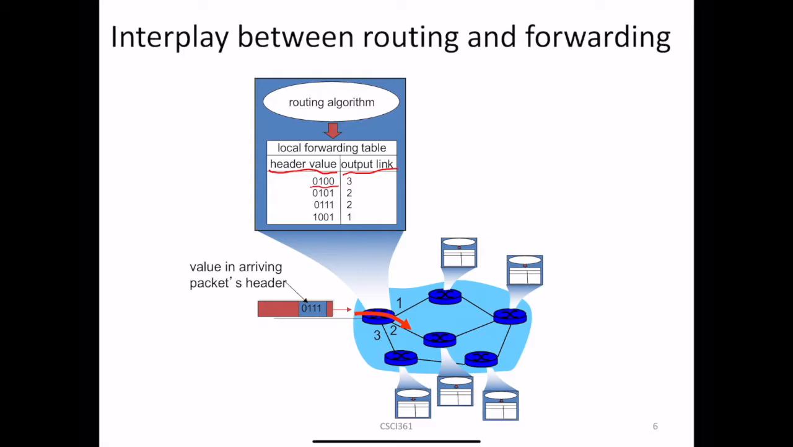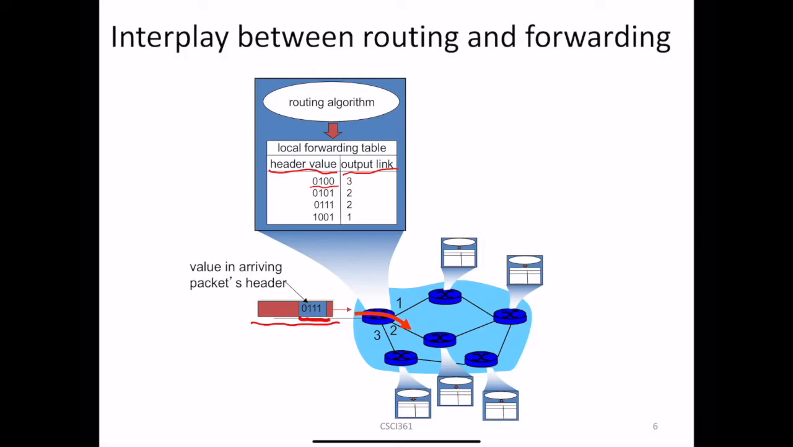Suppose here we have a packet, or datagram, arriving at this router, and the router will open the header of this packet to see the destination IP address, which is 0111. It takes this value and looks it up in the local forwarding table to see which output link this packet should take.